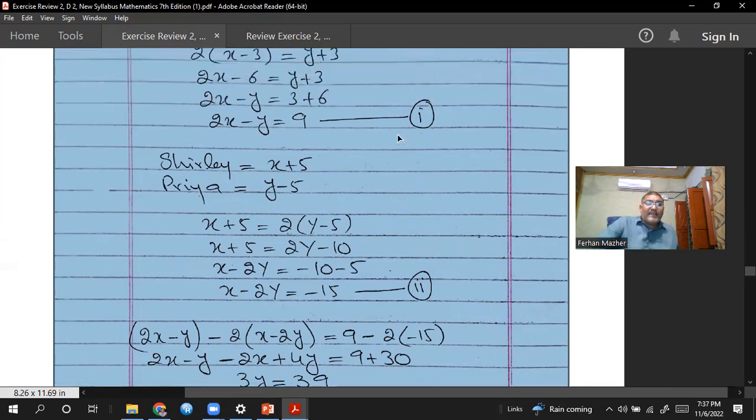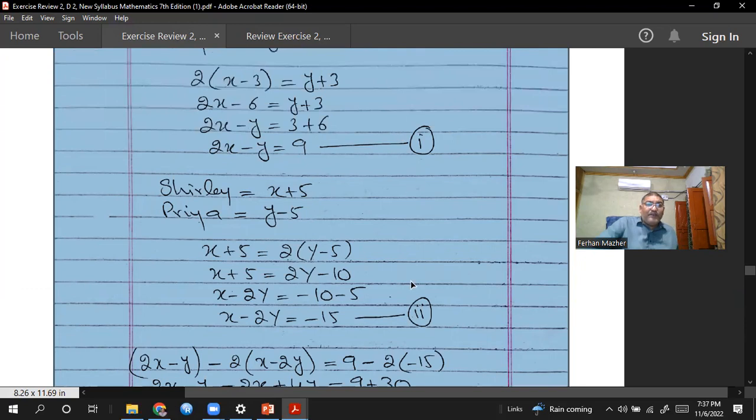So now you can see I have these two equations with me. The coefficient of y can be made the same, or you can make the coefficient of x the same. For that purpose, you will multiply the second equation by 2, and then you will subtract both equations. From the left side you subtract the left side, and from the right side you subtract the right side.